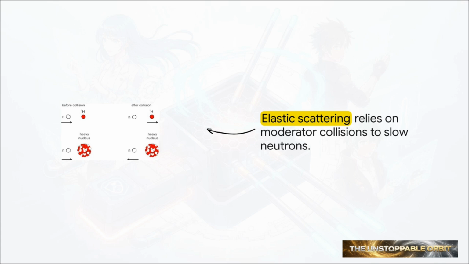Picture a cue ball smashing into a billiard ball. The neutron bounces off a light hydrogen nucleus, transfers its energy, and slows down. Once they hit these slower thermal speeds, they're way more likely to cause fission in uranium-235. But here's the catch. Water is our common moderator, and water naturally expands as it heats up.